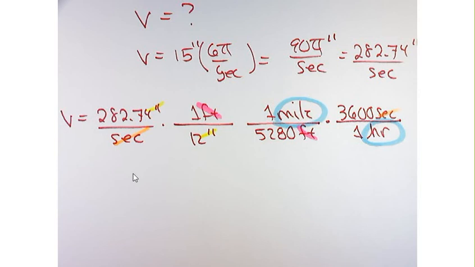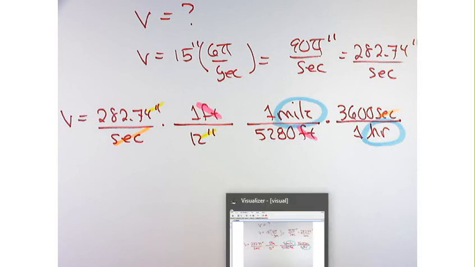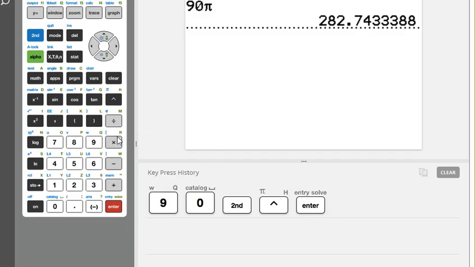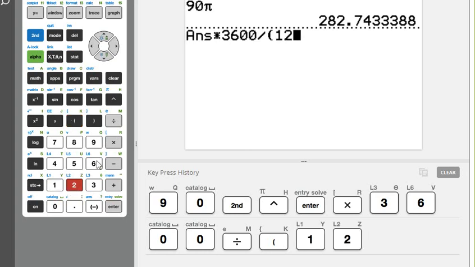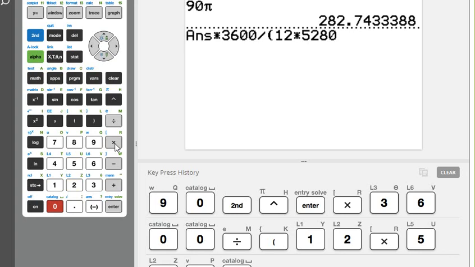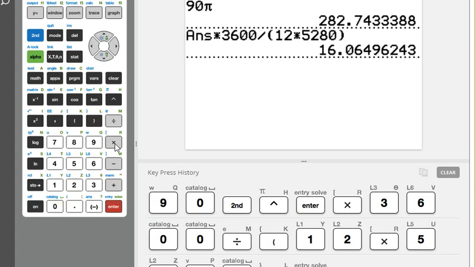So I want to take my answer, multiply by 3,600, and then divide by the product of 12 times 5,280. So I'll take this times 3,600 divided by, and you need parentheses here, 12 times 5,280. There you go. 16 miles an hour.